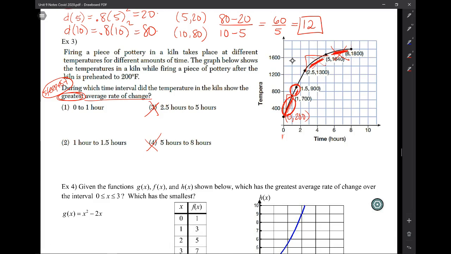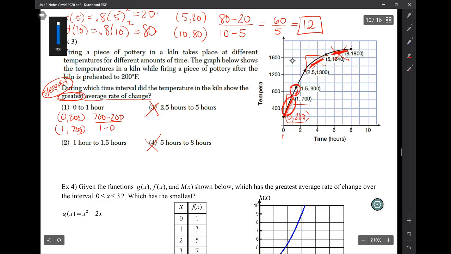So from 0 to 1, at 0, it was 200, and at 1, it was 700. And I'm just reading that off the graph. Now I can do slope. y2 minus y1 over x2 minus x1. And that first segment has a slope of 500. Now let's take a look at piece number 2.